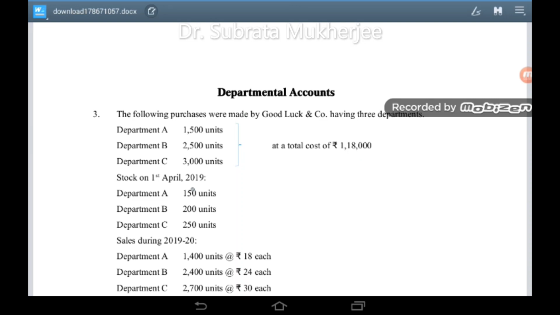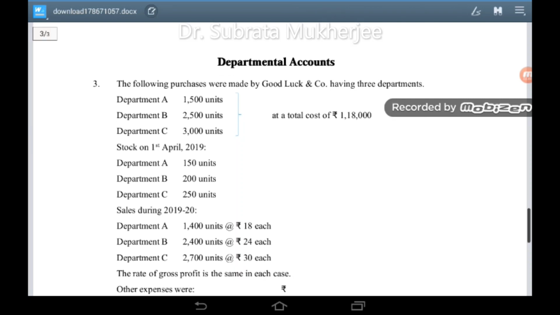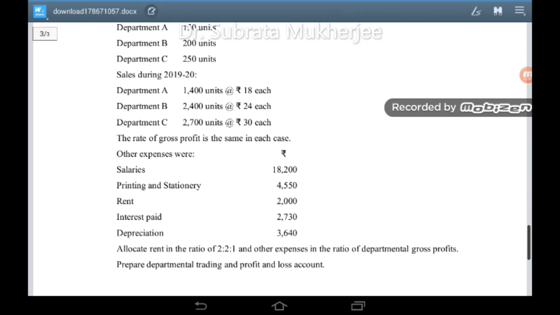Stock on 1st April 2019: Department A 150 units, Department B 200 units, Department C 250 units. Sales during 2019-20: Department A 1400 units at rupees 18 each, Department B 2400 units at rupees 24 each, Department C 2700 units at rupees 30 each. The rate of gross profit is the same in each case.